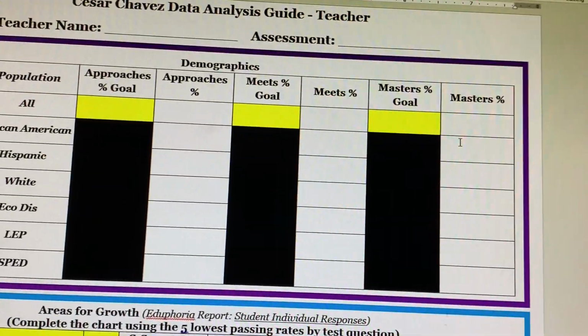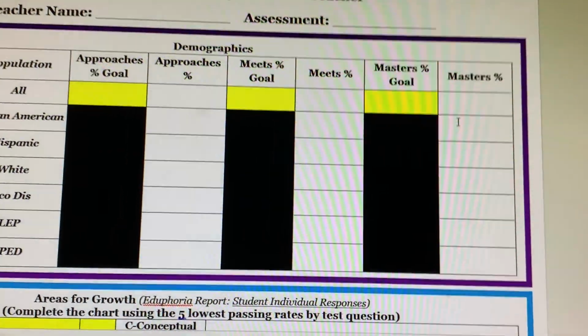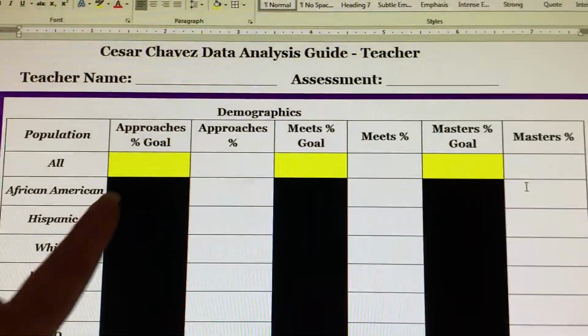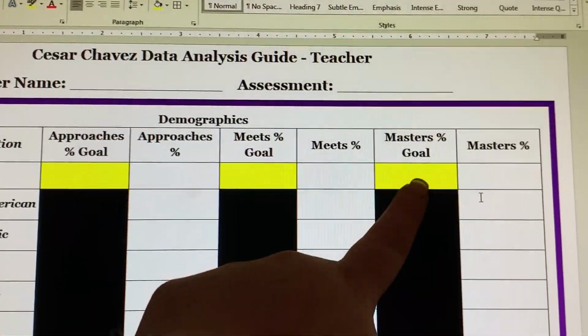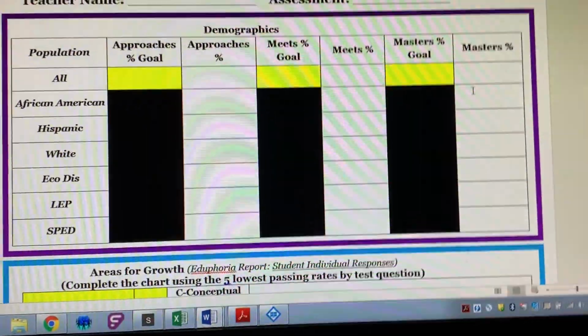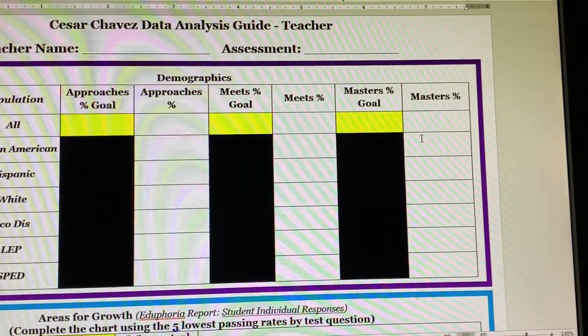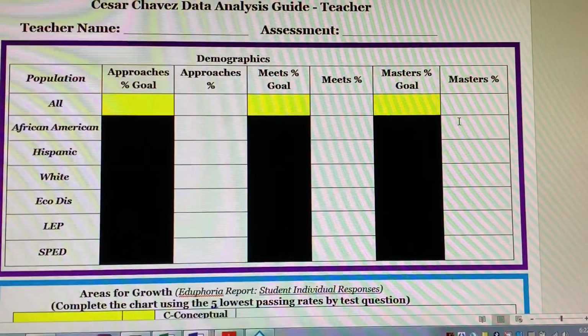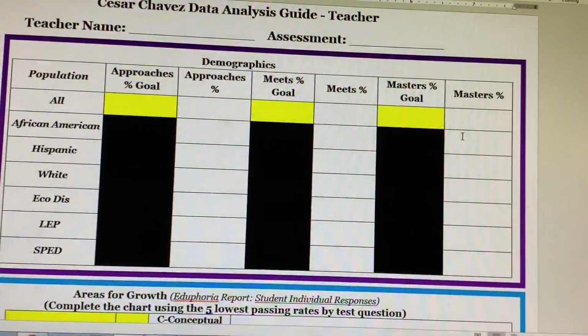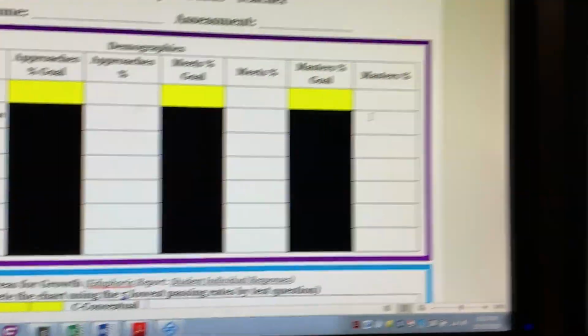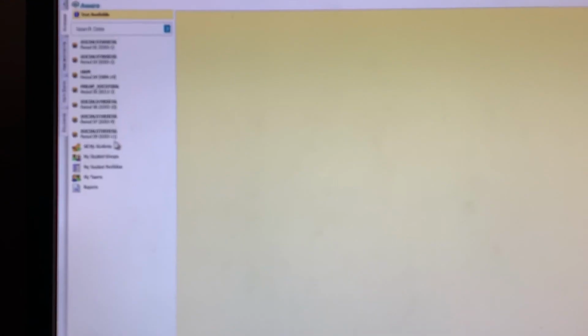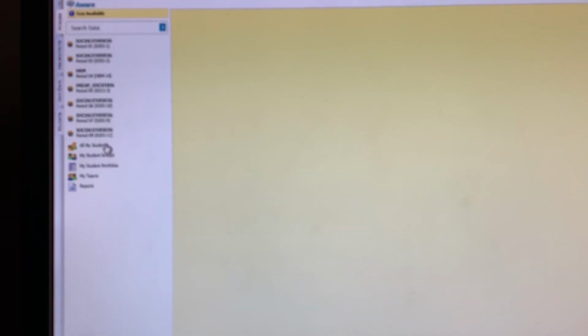So the first one I'm showing you is the purple. All right, so the yellow that you see on my screen, these are the goals that were set for you that you received last week at the accountability training. They were in your manila folder that I gave you, so that's where you're going to find that information.